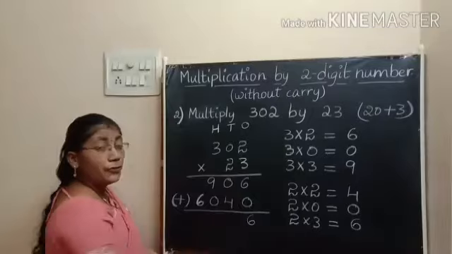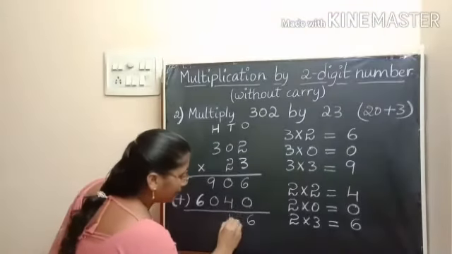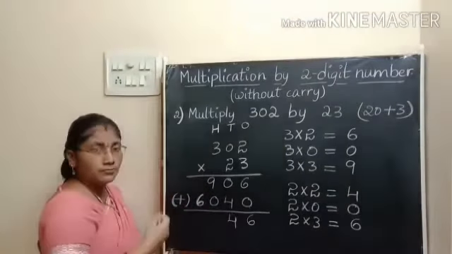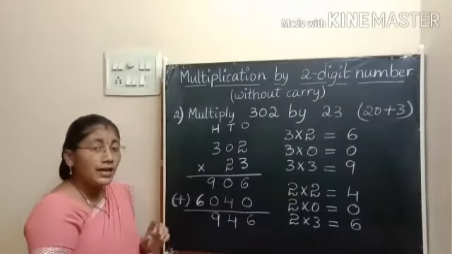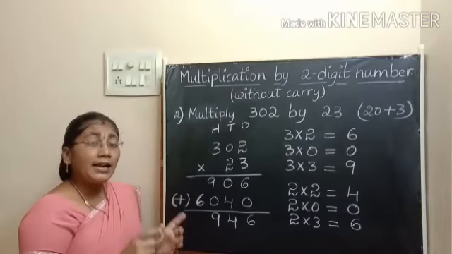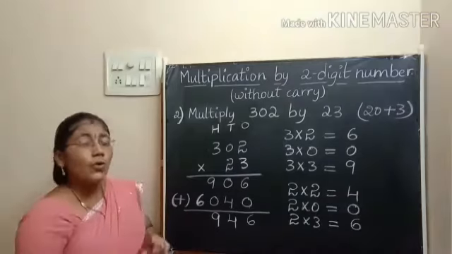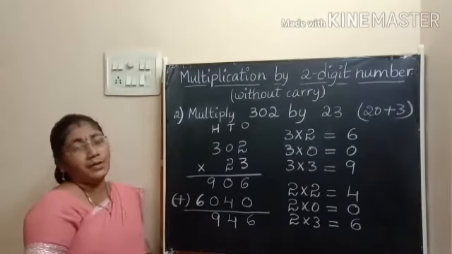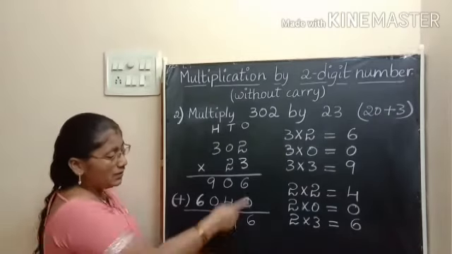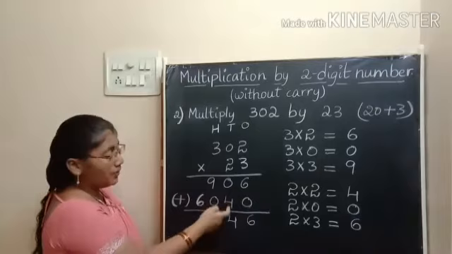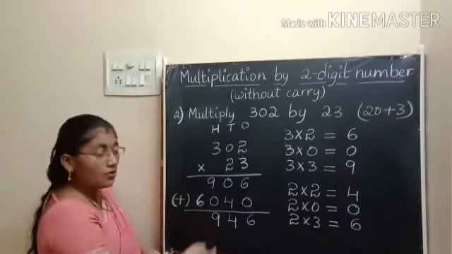0 plus 4. 4 only. 9 plus 0. 9 only. Why? Here also we have one property. By adding any number with 0, we get the same number. That's why 6 plus 0 is 6, 0 plus 4 is 4, 9 plus 0 is 9.